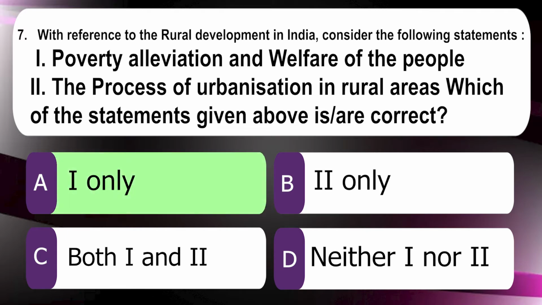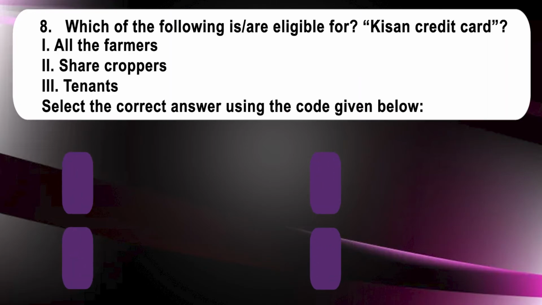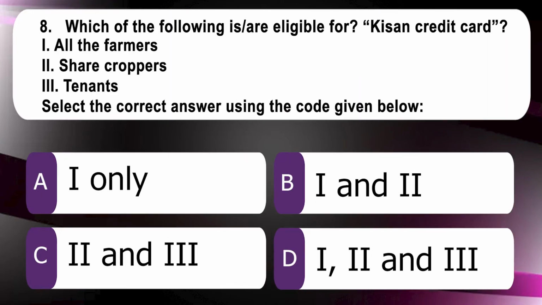1 only. Eighth question. Which of the following is or are eligible for Kisan Credit Card? 1. All the farmers. 2. Sharecroppers. 3. Tenants. Select the correct answer using the codes given below. A. 1 only, B. 1 and 2, C. 2 and 3, D. 1, 2 and 3. The correct answer is D. 1, 2 and 3.